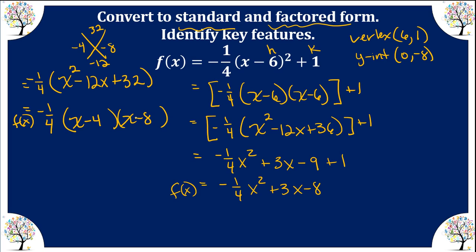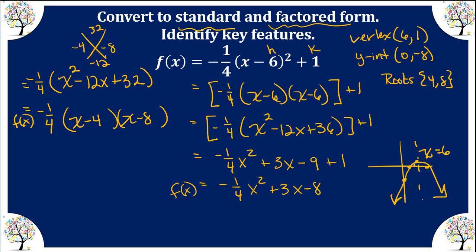Now, we would set each of these equal to 0 to find the roots. So our roots are 4 and 8. So if we were to sketch this, our vertex is (6, 1). Our graph does turn down and goes through 4 and 8, and then our y-intercept is somewhere down here. Our AOS is x equals 6.